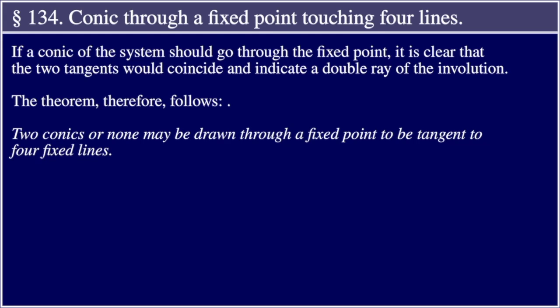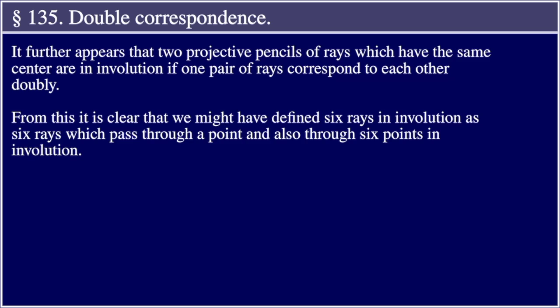Section 134. If a conic of the system should go through the fixed point, it is clear that the 2 tangents would coincide and indicate a double ray of the involution. The theorem therefore follows. 2 conics or none may be drawn through a fixed point to be tangent to 4 fixed lines. Section 135, Double correspondence.